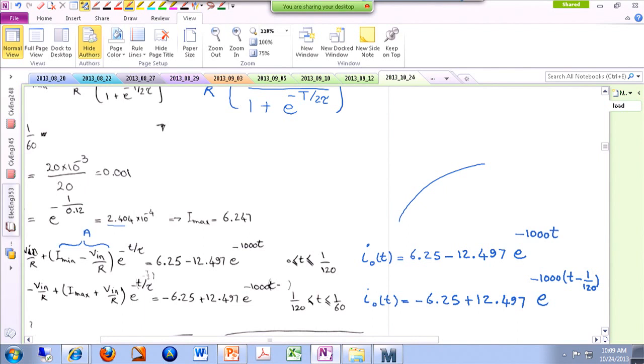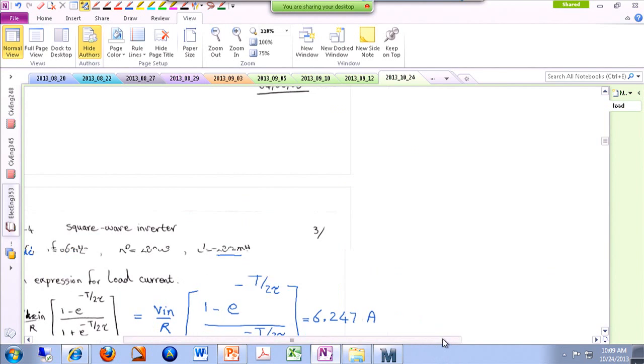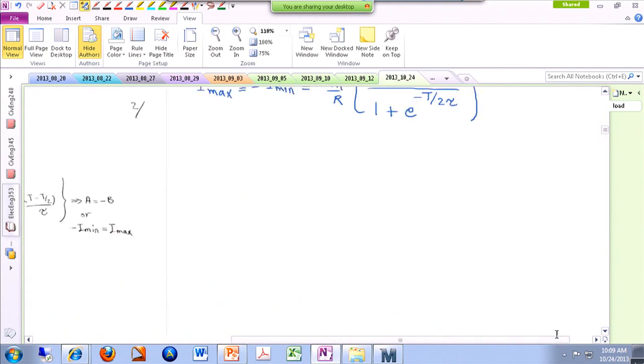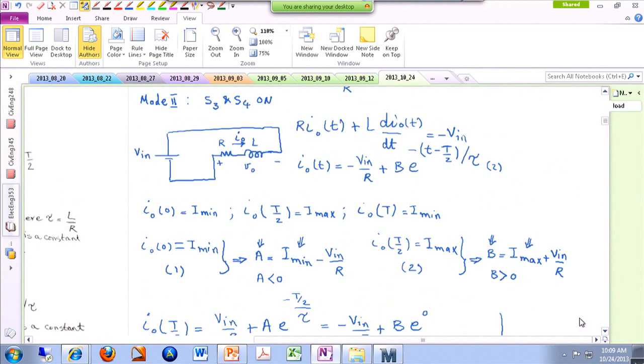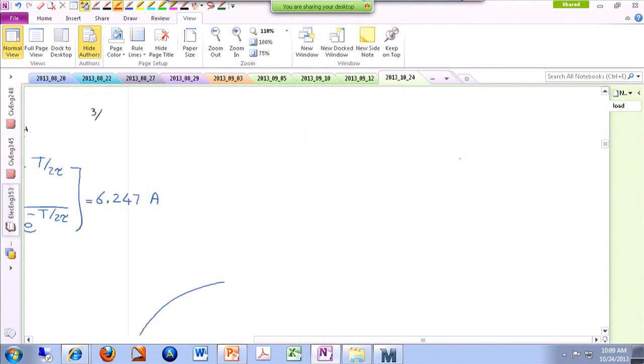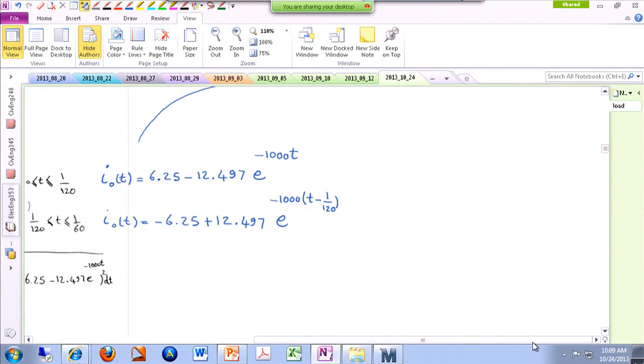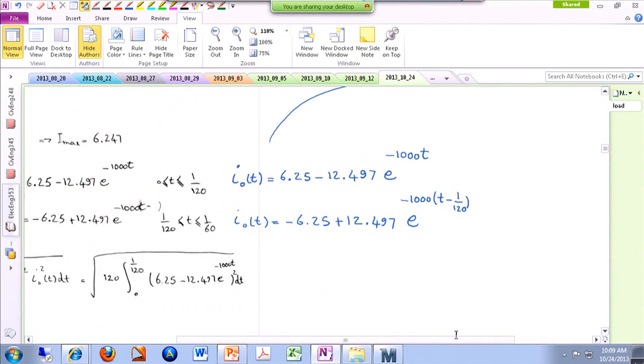So remember the expression, e to the power of negative, t minus capital T over 2 over tau. Okay. Here it is. Equation number 2. So we had t, which is our variable, minus half of the period over tau. So division by tau is multiplication by 1,000. Then T, which is the switching period, is 1 over 60, and then half of that is 1 over 20. So that's actually how it looked.